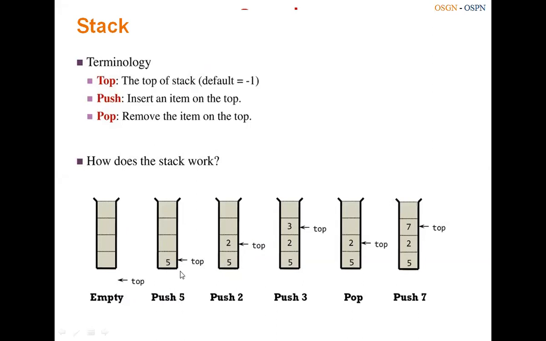So I told you that before pushing or before inserting data items to the stack, you must increment the value of top by 1. So initially top value was -1, here you can see -1, and then it is incremented. So -1 plus 1, it becomes 0. So the first element of the stack is stored at the 0th index, okay?